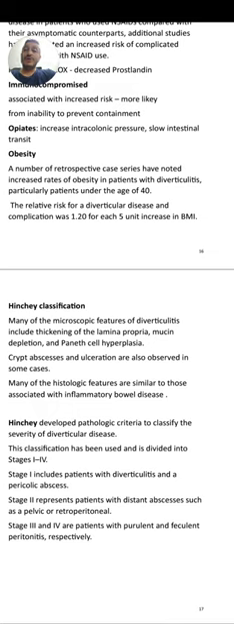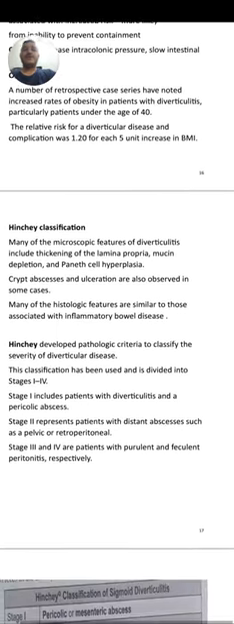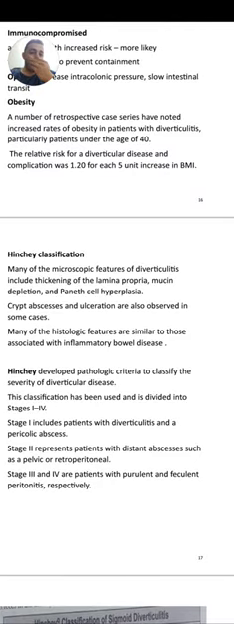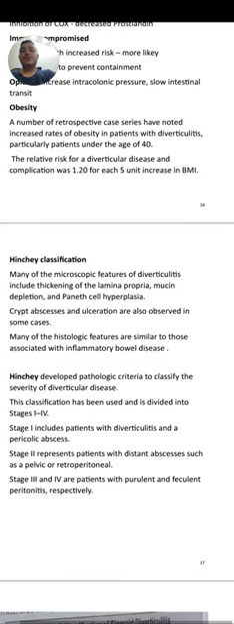Opiates also increase the intracolonic pressure and slow the intestinal transit time, so as a general rule we avoid morphine in the treatment of diverticular disease. Regarding obesity, yes, there is a relation between obesity and diverticular disease, and the relative risk for diverticular disease and complications is about 2 for every 5 unit increase in body mass index. To make it easier, the more obese the patient, the more likely to develop diverticulosis.